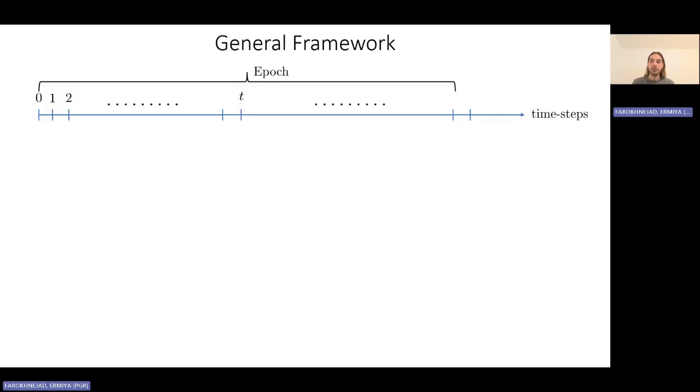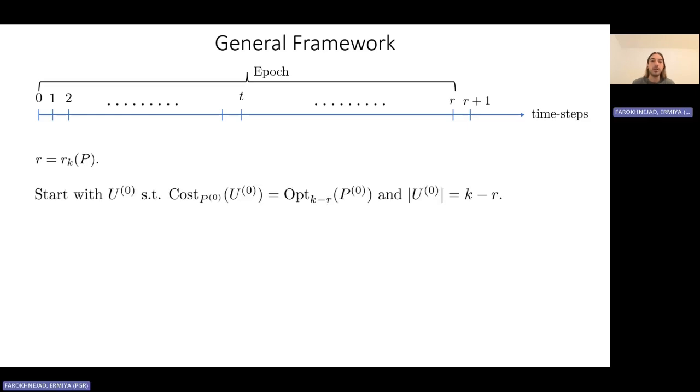All right, now what is the framework of the algorithm? The algorithm works in epochs. We start at time step 0, and the length of the epoch is going to be the redundancy of the space. R is the redundancy at time step 0. Now we find a solution of size K minus R in this time step 0. Let's say U0 is an optimum solution for K minus R median in this space. And then we can do lazy updates for R many steps.